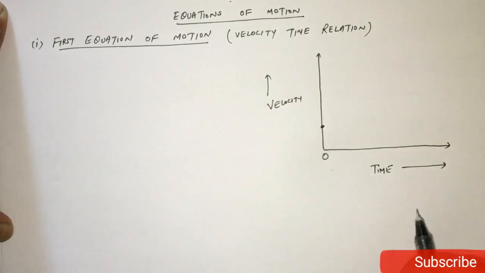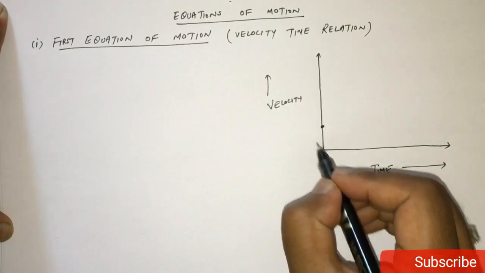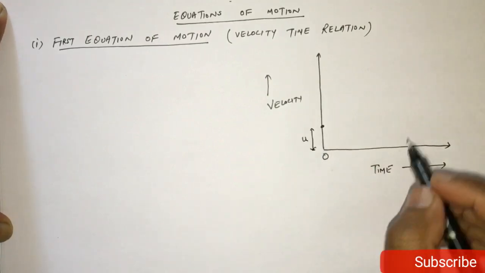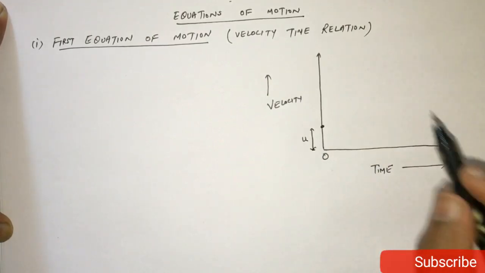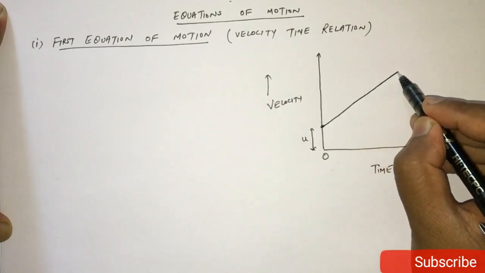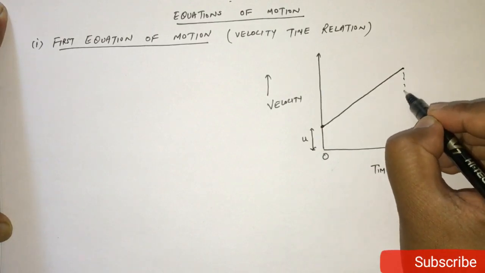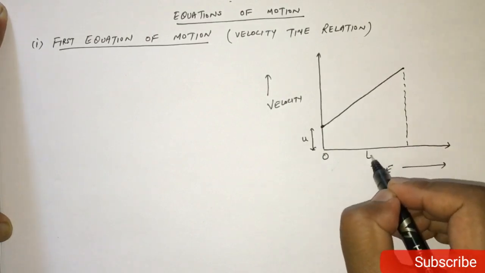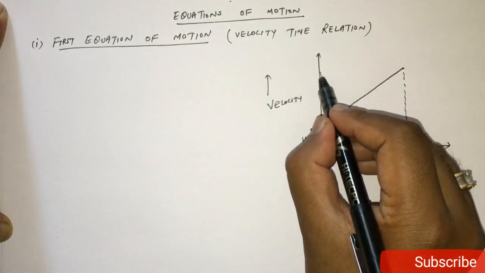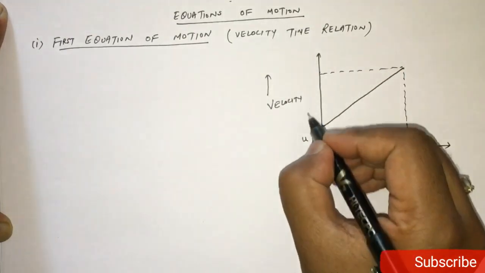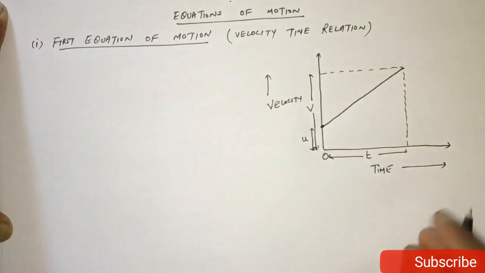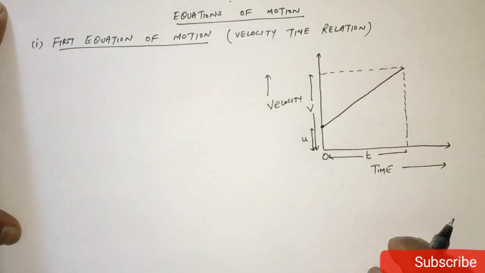Clear? Suppose at time t equals 0 the initial velocity of the body is u. With the passage of time the velocity increases uniformly, meaning the body has uniform acceleration. After time t, its velocity becomes v. So v is the final velocity of the body. Is that clear?